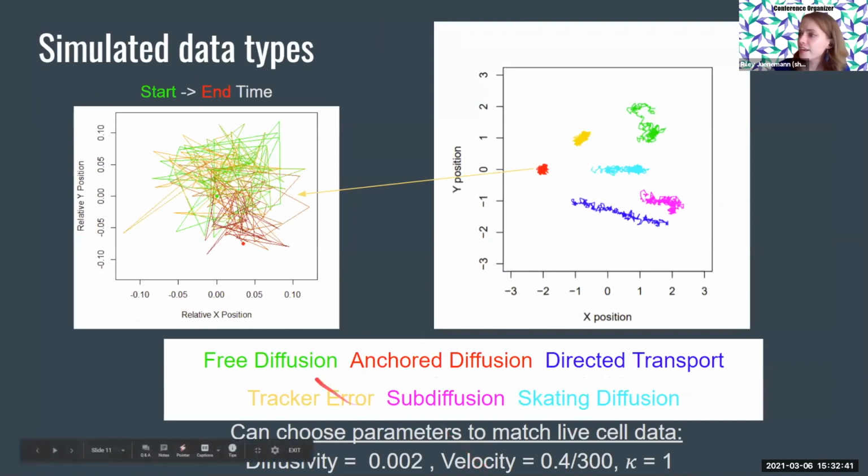And so those free, anchored, and directed movement types come straight from that stochastic differential equation, but we're also interested in a few other sort of bonus types. If you remember that path that looked like it was moving back and forth and back and forth, we're interested in picking out those paths that might be candidates for that tracker error. We're also interested in subdiffusing paths, which are like Brownian motion with a little bit of memory. And then skating diffusion is also a little bit of a hybrid path. It's going to be free in one direction, but anchored in the other. And so we can choose parameters for our stochastic differential equation to match our target live cell data.